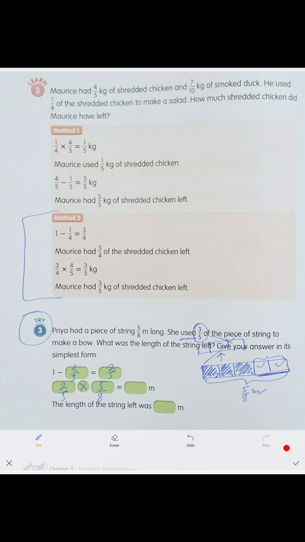Right, 2 times 5, it's going to be 10. 5 times 8, it's going to be 40. Right? You simplify this, so it's going to be 1 over 4. The length of the string left was 1 over 4 meters. Or without the multiplication, you just simplify this. 5 and 5 cancel each other. 2 and 4, 1 and 4. 1 over 4. This is how we do it.